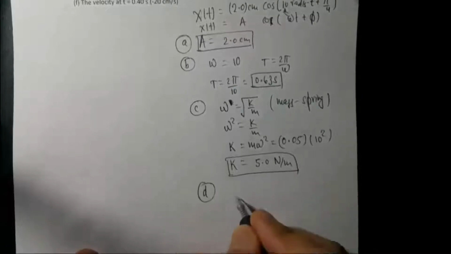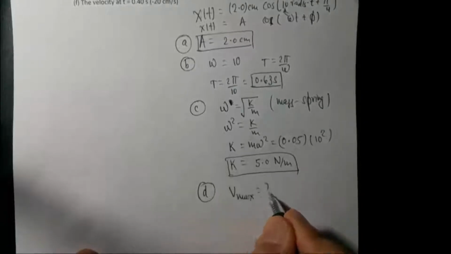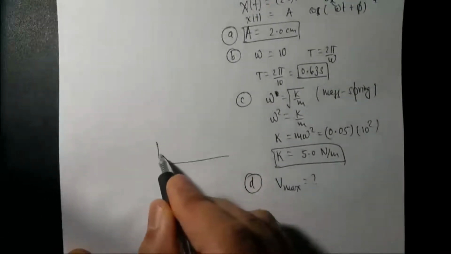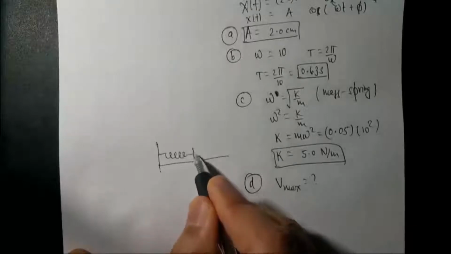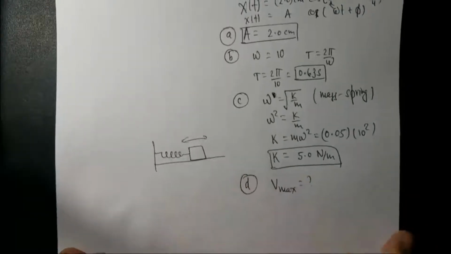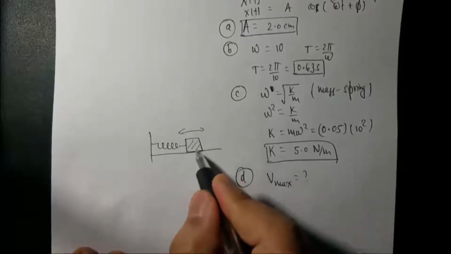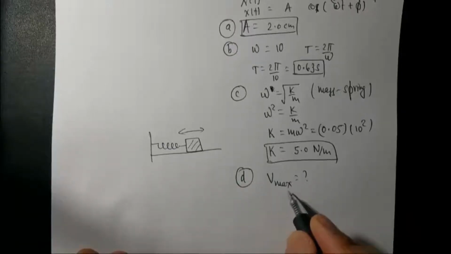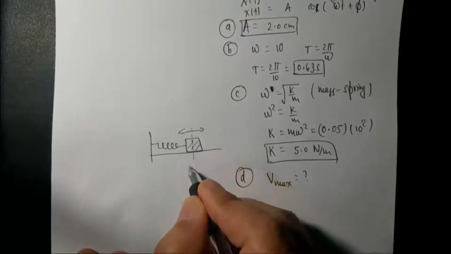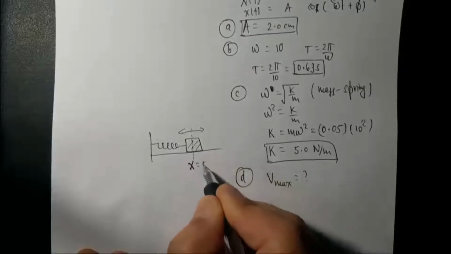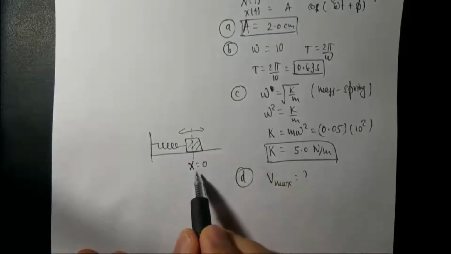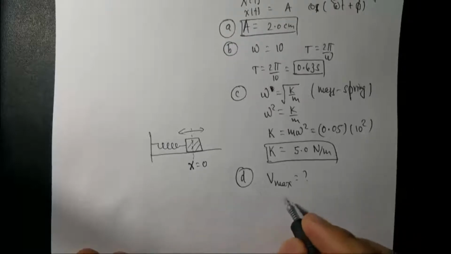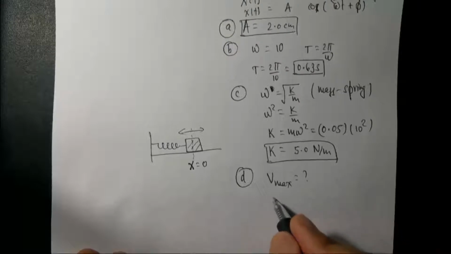So D, what's the maximum speed? Remember, this is frictionless. It's oscillating to and fro on a frictionless table. So if you remember from the theory, the oscillating mass will have maximum speed at the x0 position. Or how do you find that? If you know the formula, you can directly use that, but if you don't know, you have to do just one step.